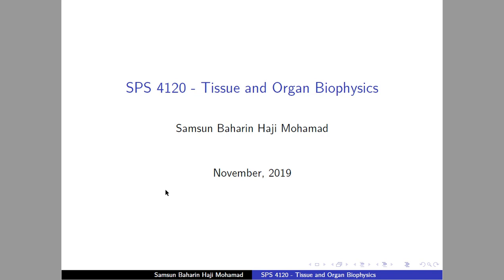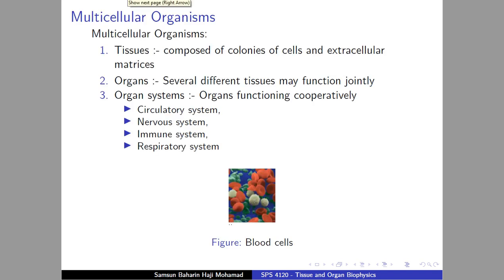Okay, so we want to see the tissue, the composition of the organ, tissue, and how the organ works. We are a multicellular organism, which consists of tissue composed of colonies of cells and extracellular matrices. From this tissue, our body can develop organs. Several different tissues may function jointly to be an organ.